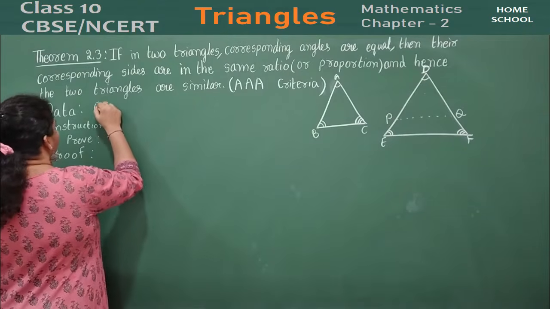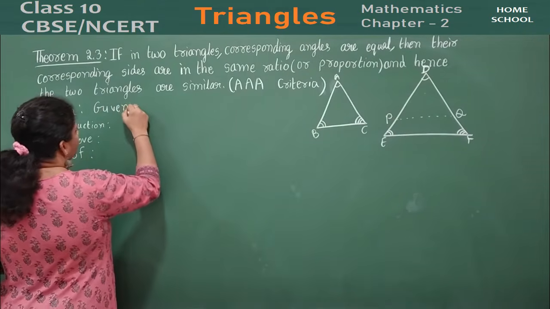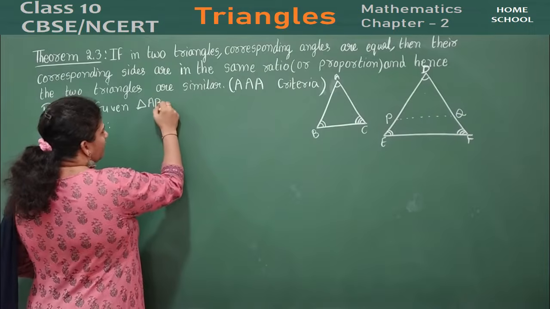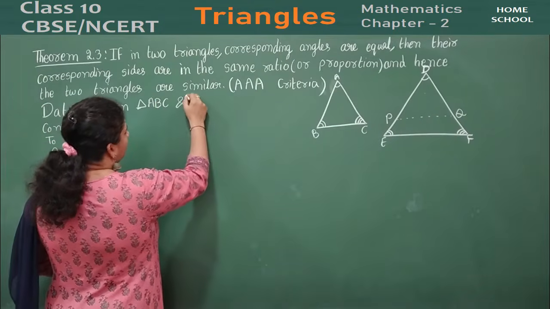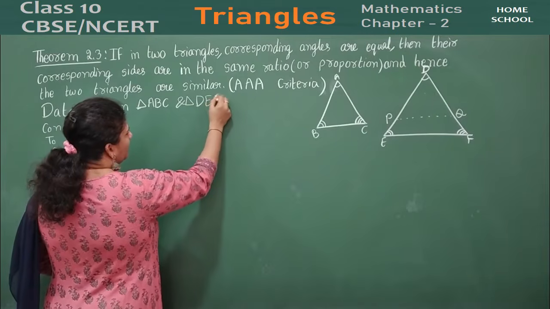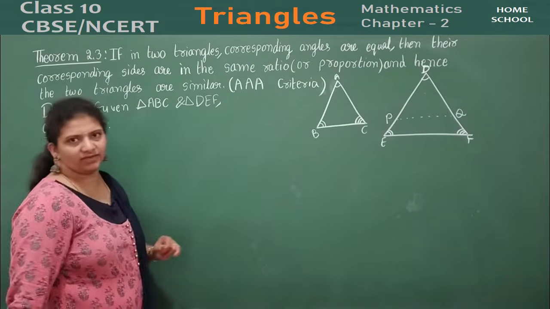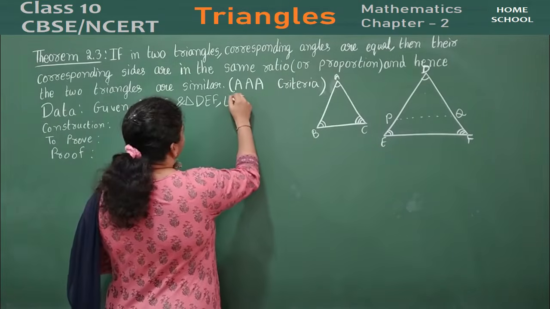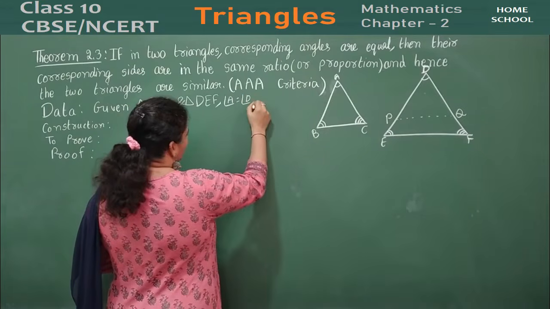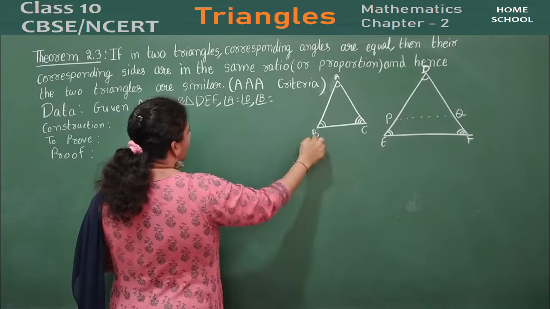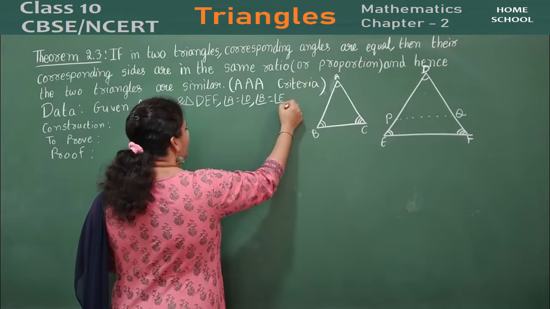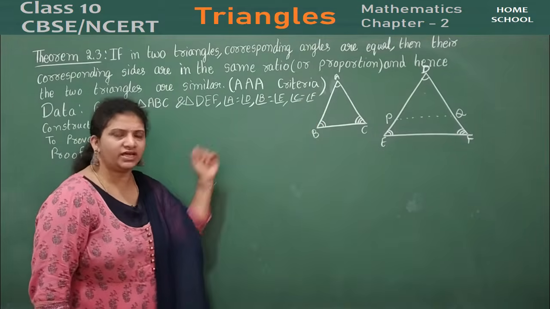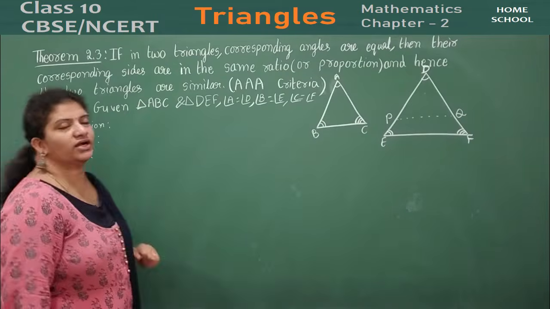So data: any 2 triangles given. So we have taken here given triangle ABC and triangle DEF. In this, what they have given, corresponding angles are equal. That means angle A is equal to angle D, angle B is equal to angle E, and angle C is equal to angle F. This is the meaning for corresponding angles. Now coming to your construction.